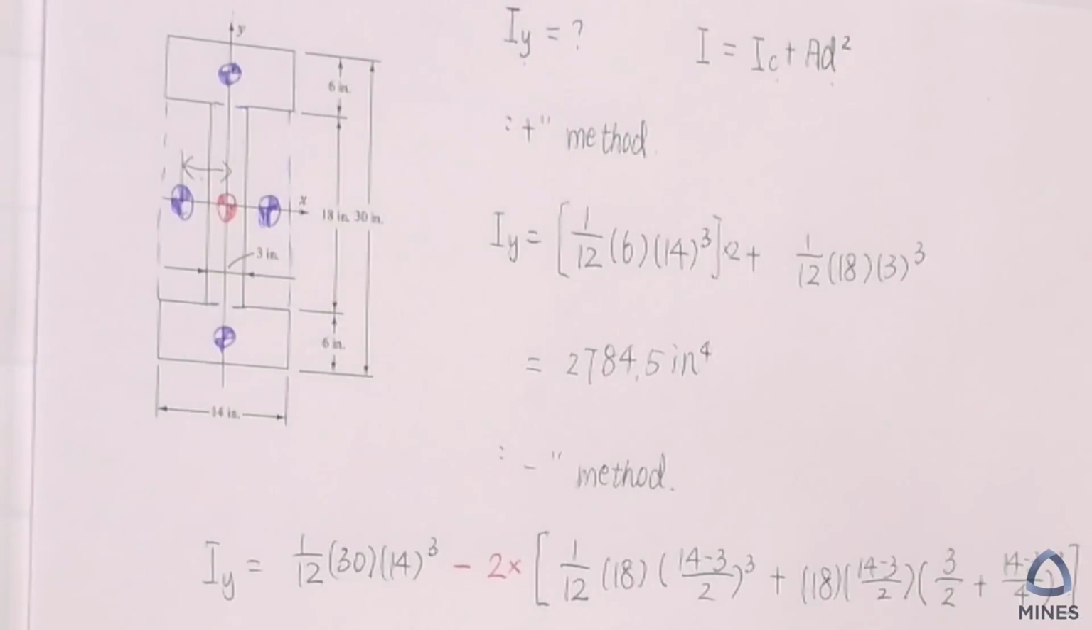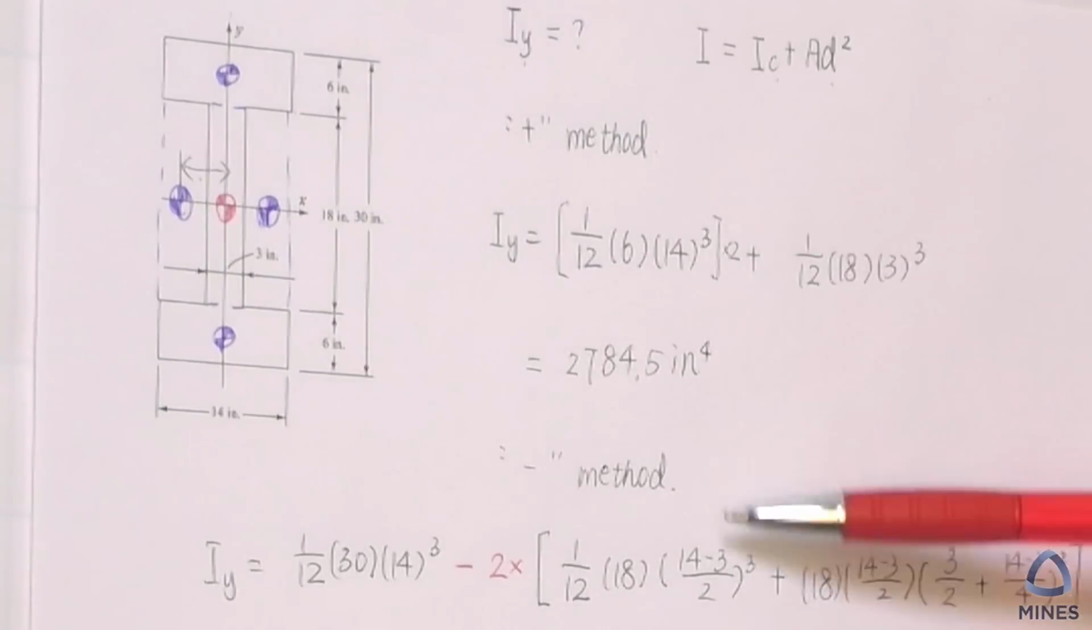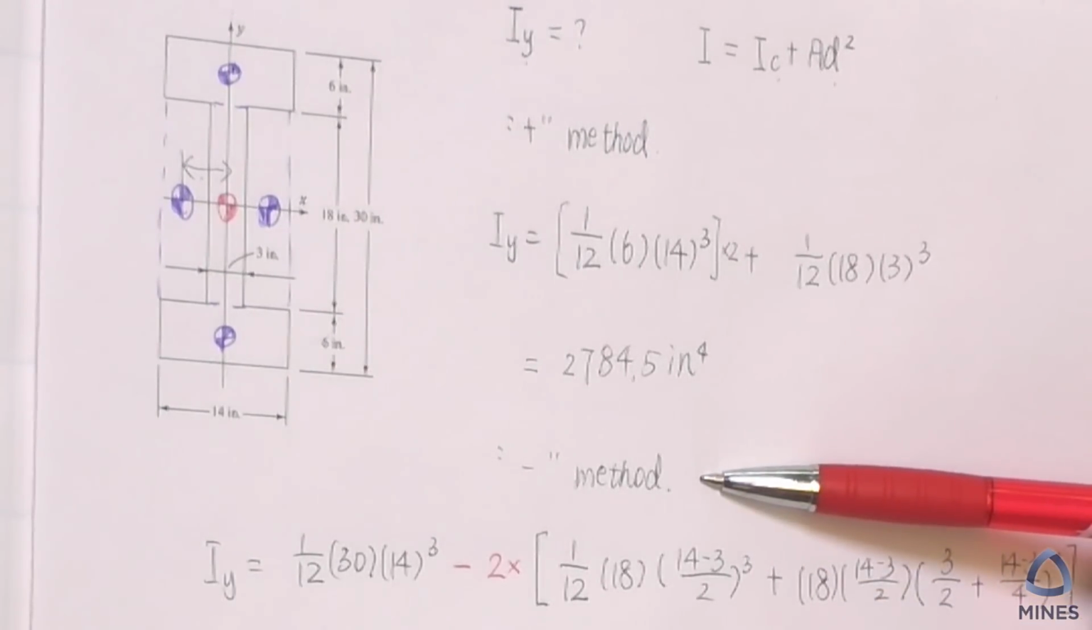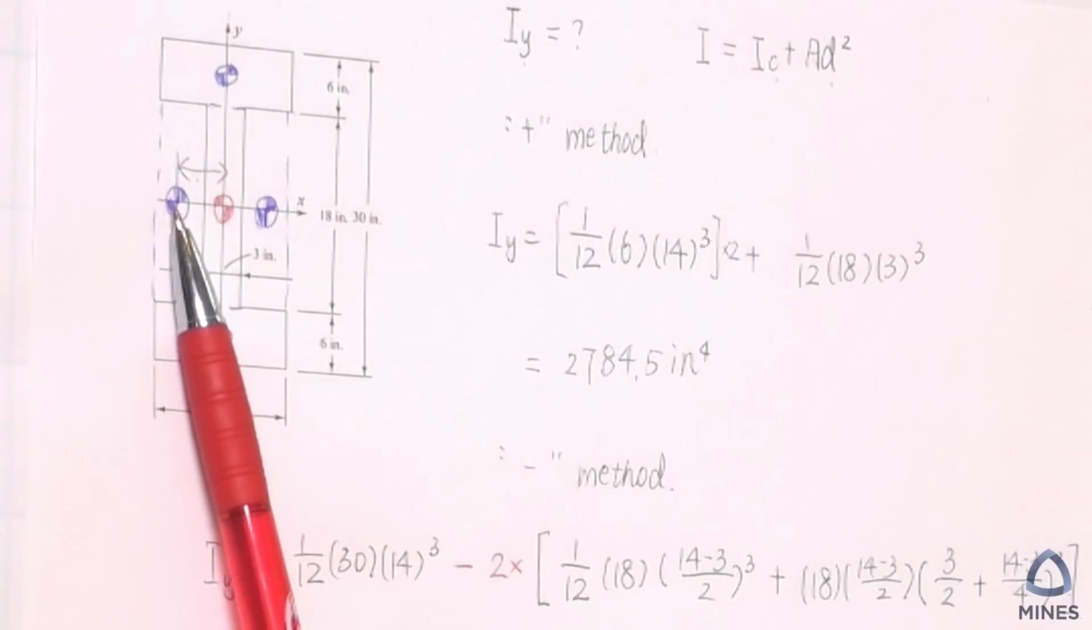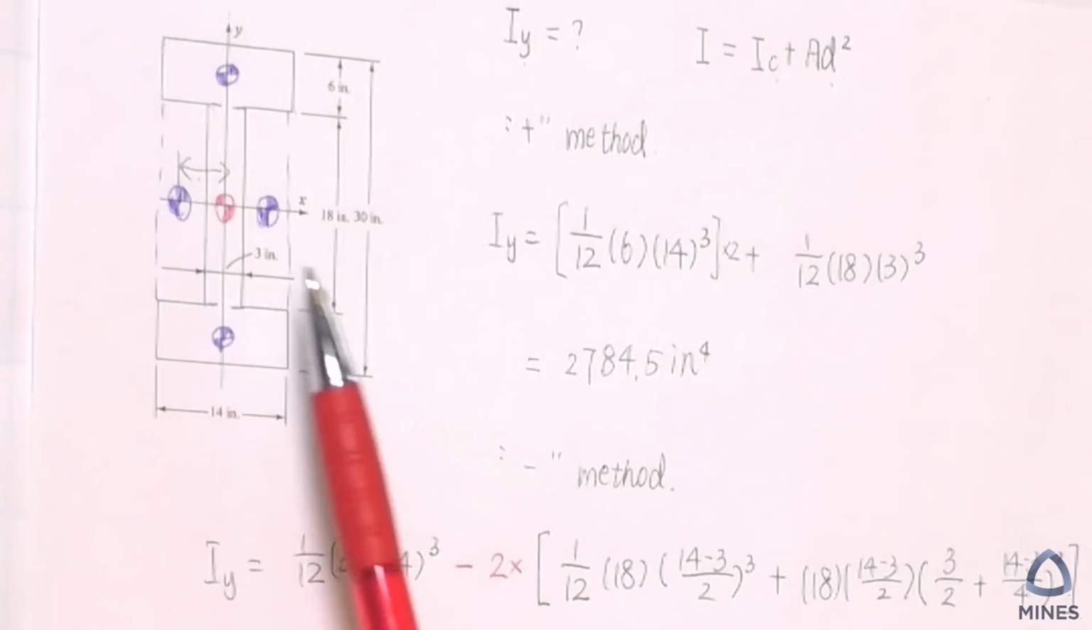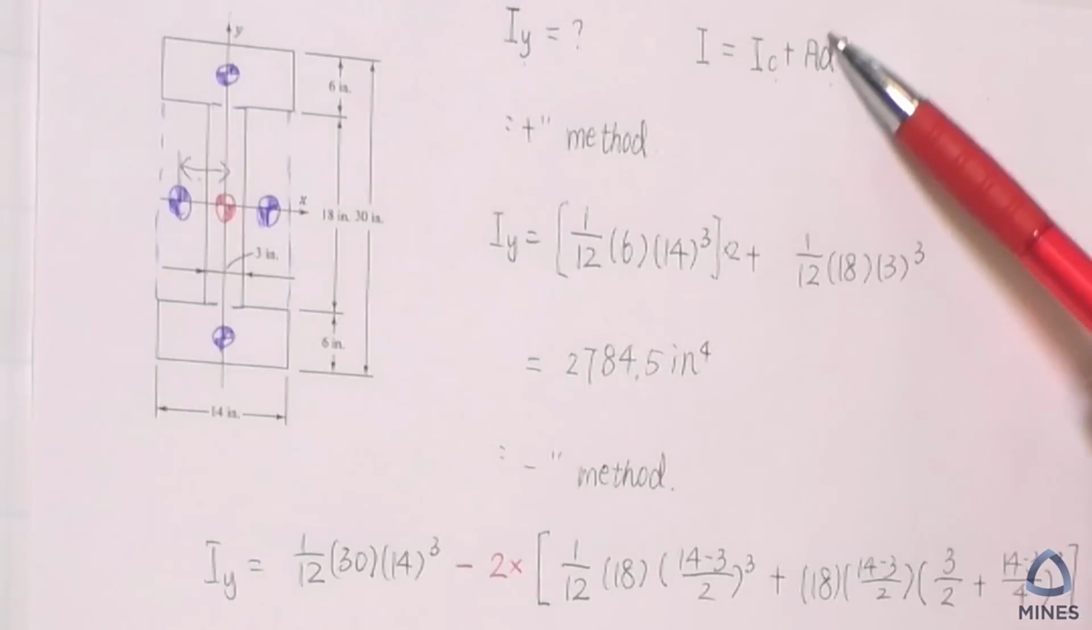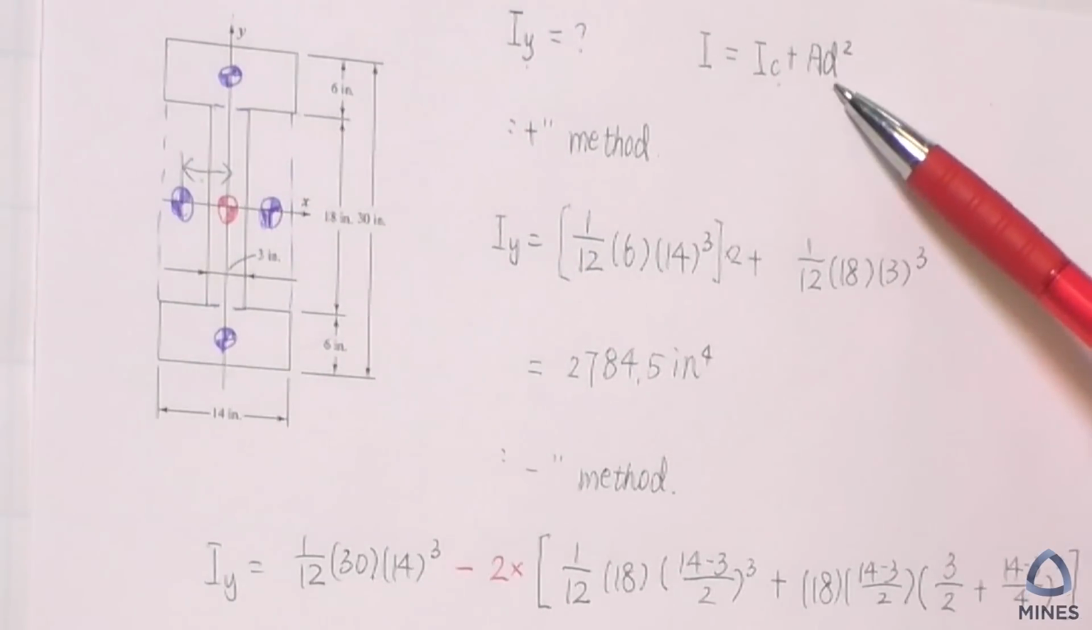So how are we going to wisely use the plus method or the minus method? It all depends on whether you have all the centroids at the same location or you have to shift them. If you have to shift them, then you need to include the d square.